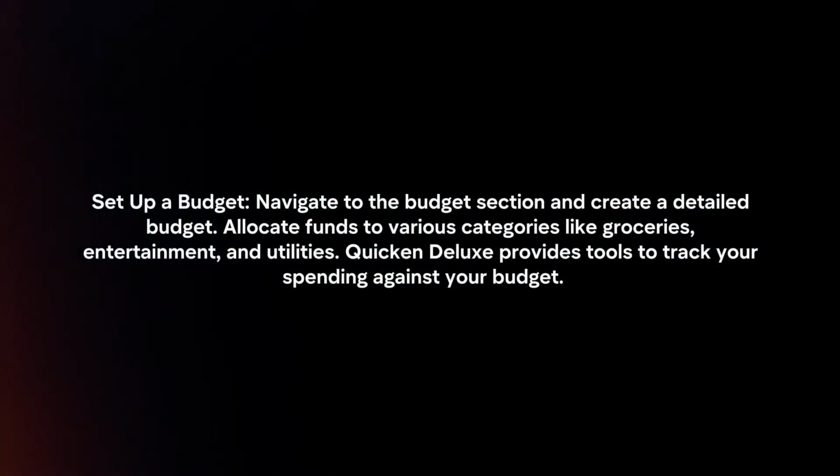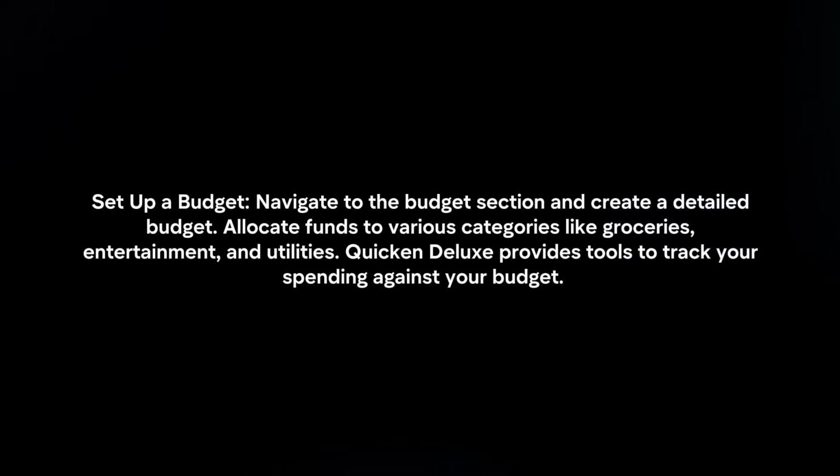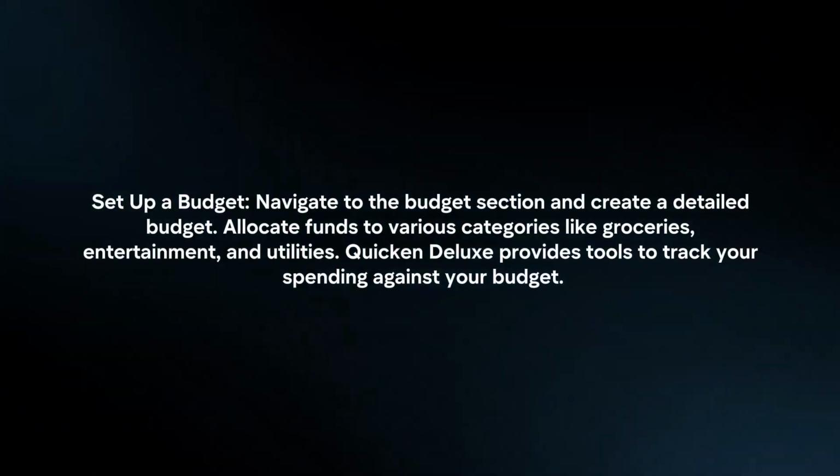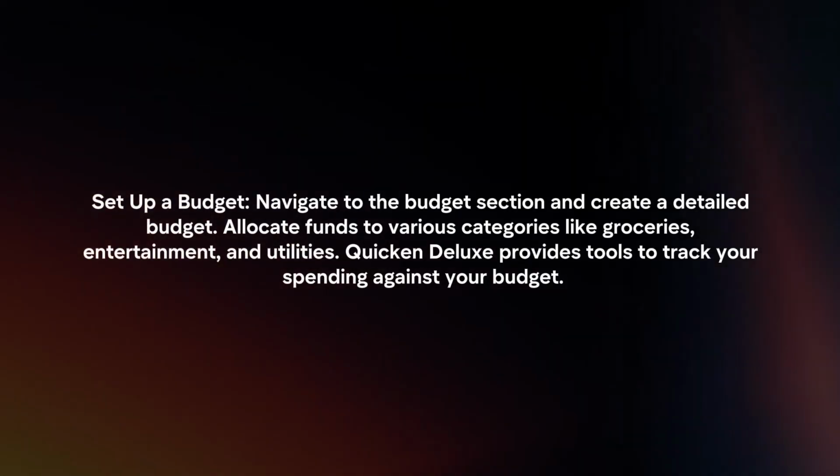Set up budget. Navigate to the budget section and create a detailed budget. Allocate funds to various categories like groceries, entertainment, and utilities. Quicken Deluxe provides tools to track your spending against your budget.